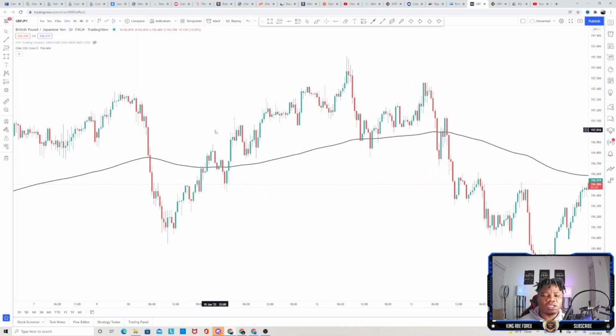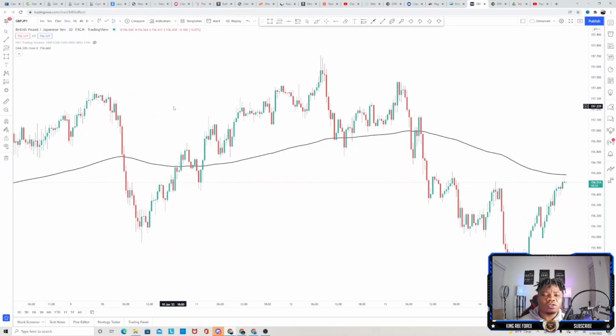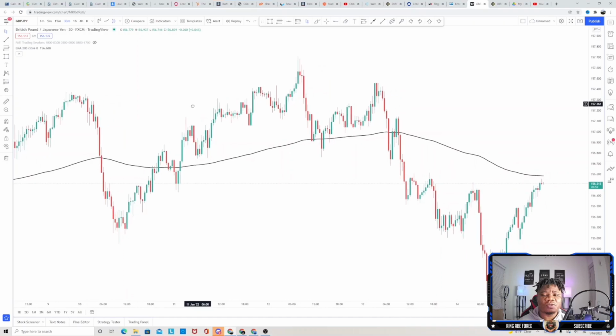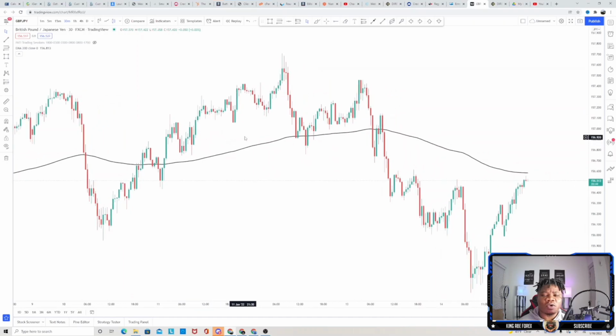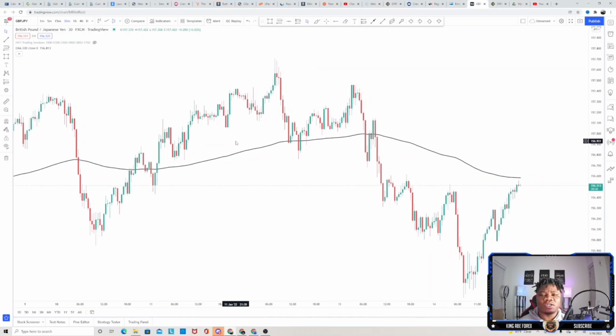Now, using the 200 EMA, when price is above the 200 EMA, we're only looking to take a buy position. And when price is below the 200 EMA, we're looking to take a sell position. But before we get into any positions at all, we also need to figure out our support and resistance, or you can call it your highs and your lows.